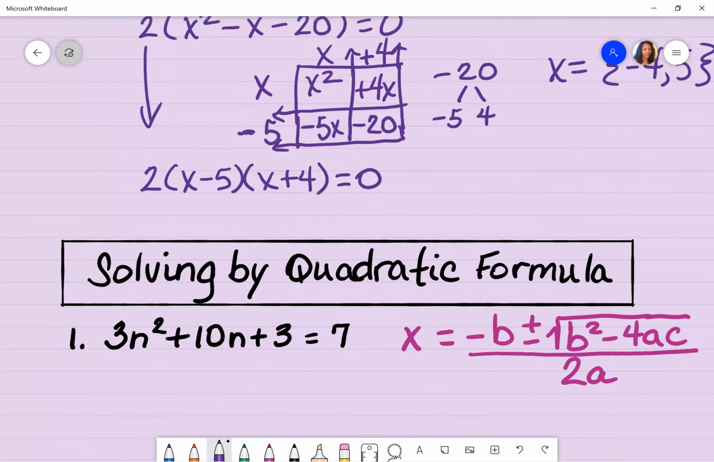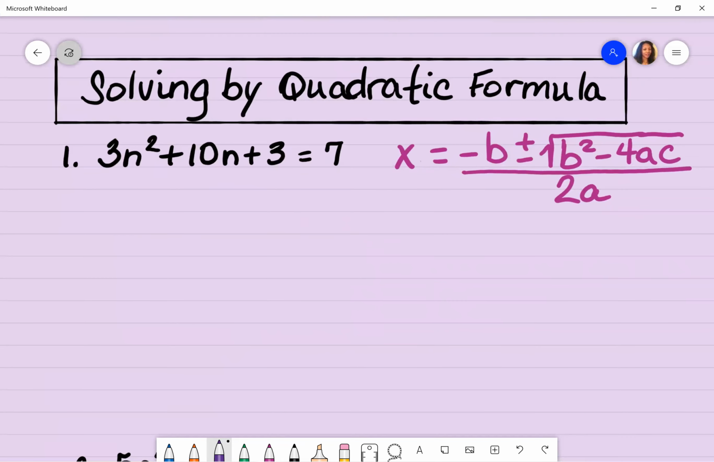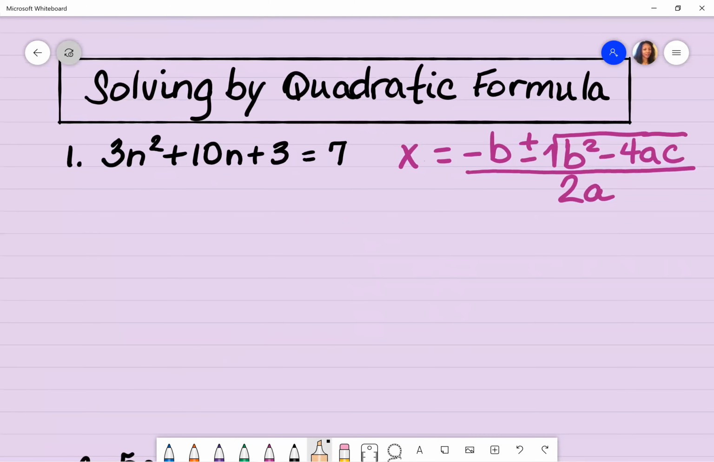Going on to the next section. This time we're going to solve by using the quadratic formula, and the formula is shown here. What you want to do is you have to always put your equation in standard form. So let's do that first. And what that requires us to do is to move this 7 over. So we're going to subtract 7 on both sides.